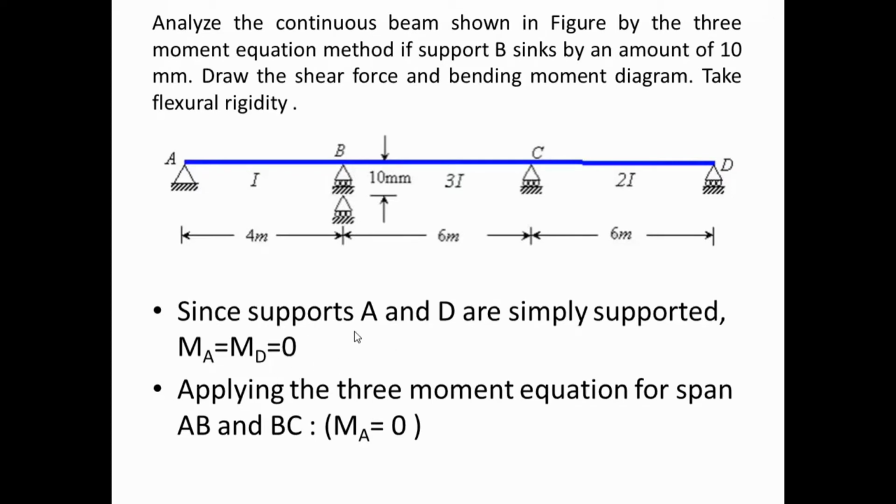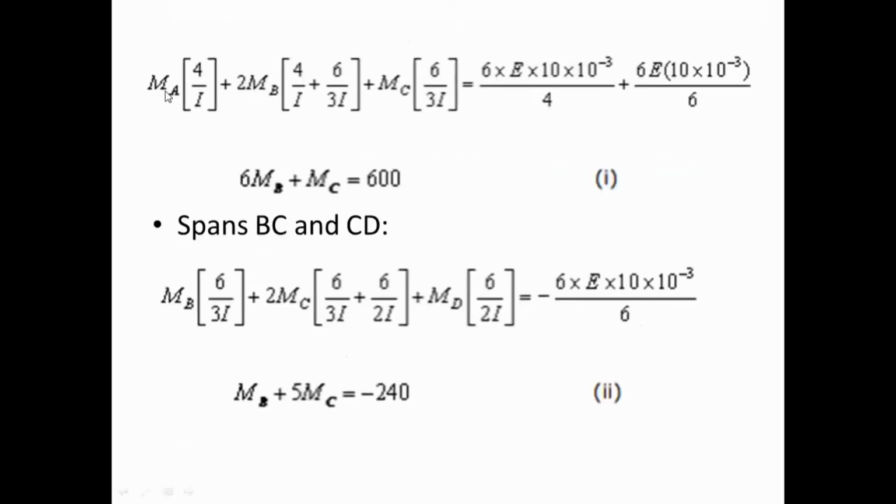Next, we can now apply the three moment equation for spans AB and BC. So let us see what the equation will be. This is our equation: MA into 4 upon I plus 2MB into bracket L1 upon I1, that is 4 upon I, plus L2 upon I2, that is 6 upon 3I. Why? Because the I value is 3I for the BC span. Then MC into L2 upon I2.